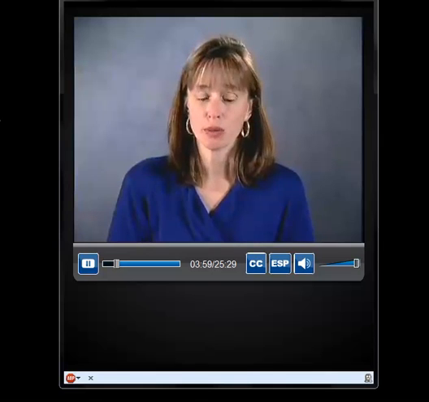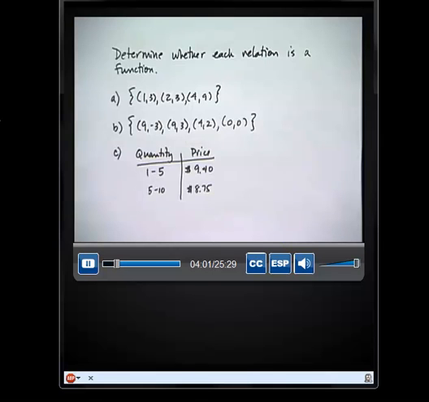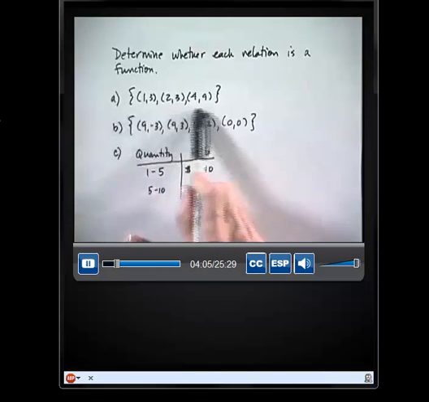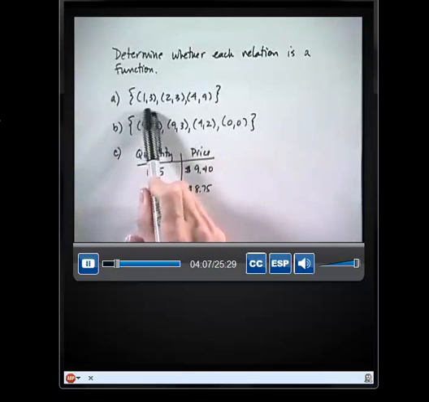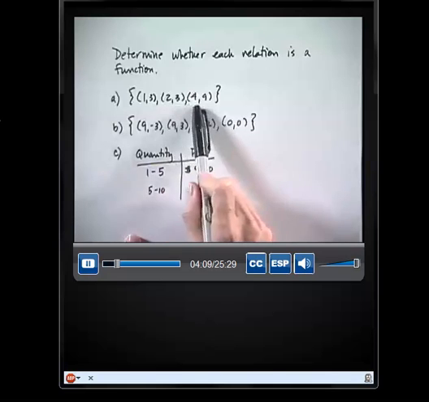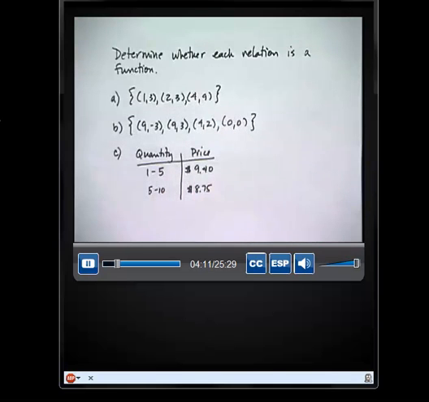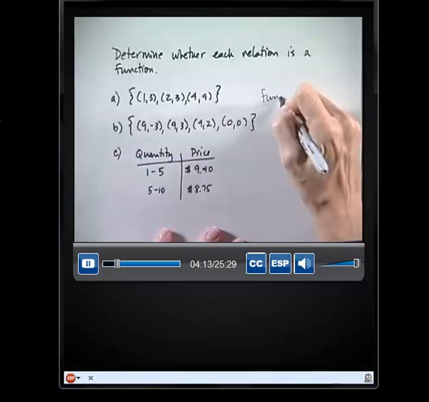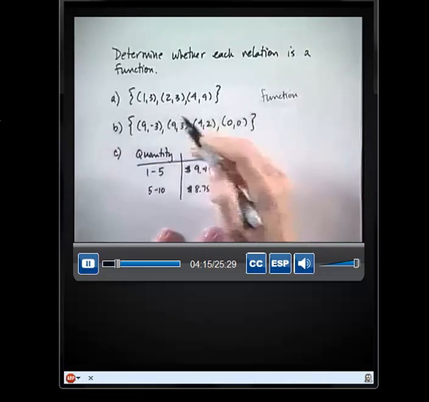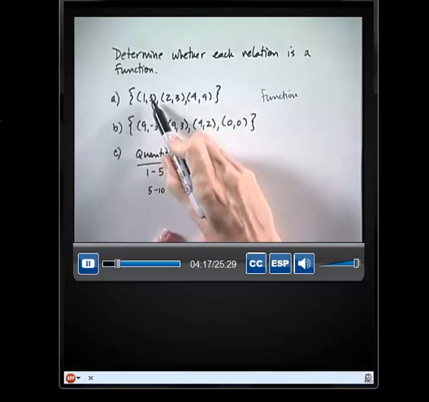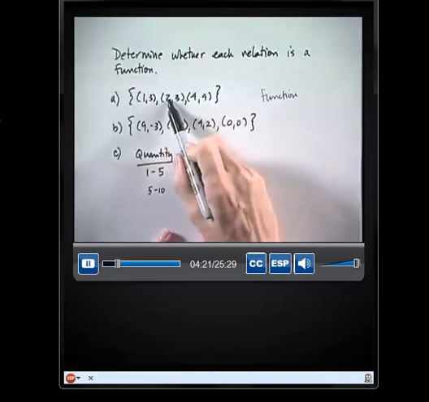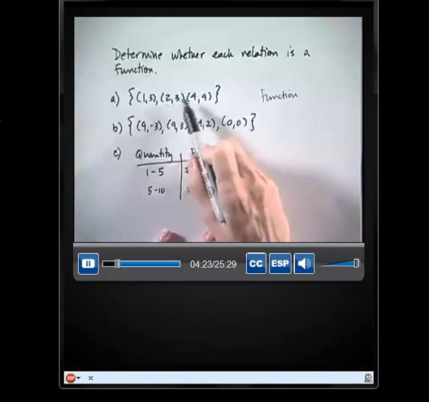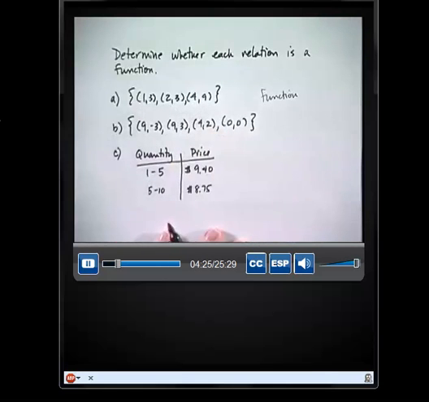Here are some more examples. For each of these, we want to determine whether each relation is a function. And first we see the relation, the set of ordered pairs, that contains (1, 3), (2, 3), and (4, 9). This is a function because each first coordinate only corresponds to one second coordinate. 1 only goes with 3. 2 only goes with 3. 2 doesn't go with something else, for example.